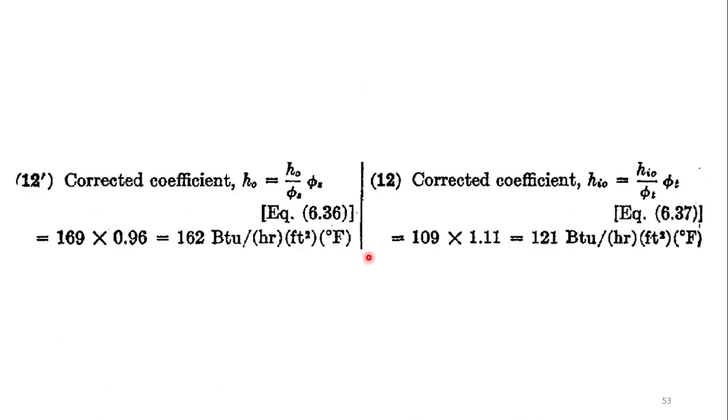And then you have to determine the corrected values for the tube side as well as the shell side film coefficients after putting in the values of the viscosity correction parameter. And ultimately for the shell side it will be equal to 162, and for the tube side it will be equal to 121 BTU per hour per foot square per degree Fahrenheit.